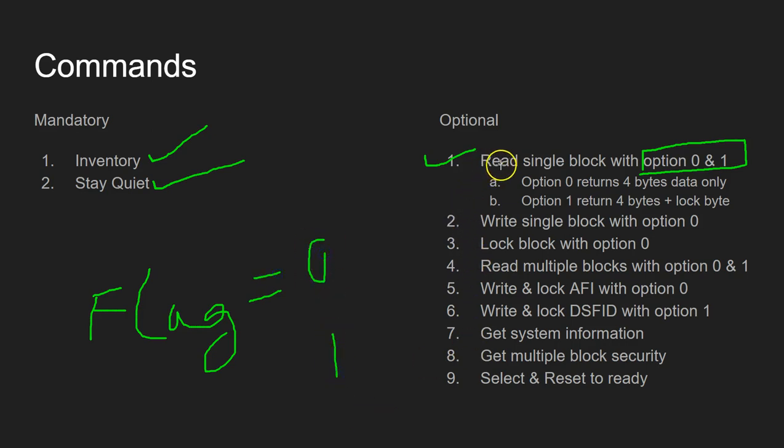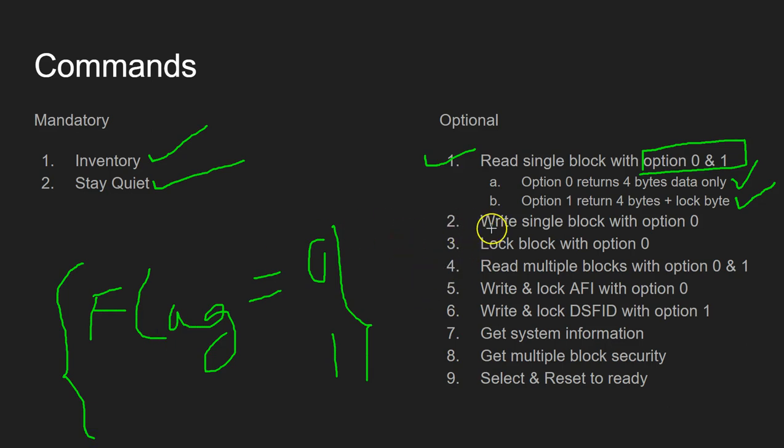Now when you send a read single block command with option 0, you get 4 bytes of data. If you send the same read single block with the option flag set to 1, you will get 5 bytes of data. So you will get the 4 bytes of data plus the lock byte. So it looks like this is additional information you're passing to the tag.